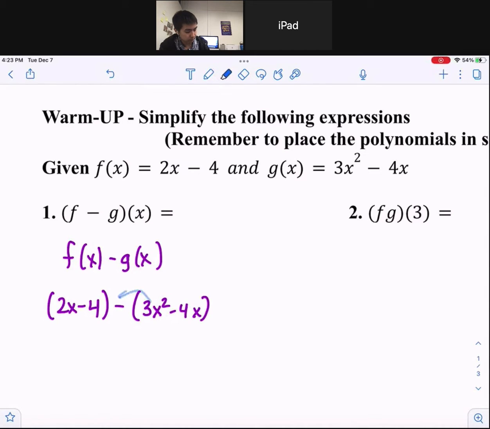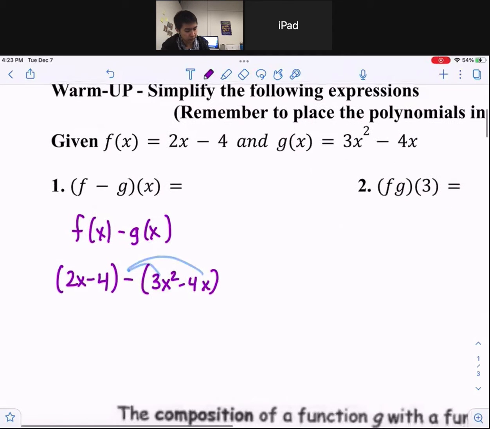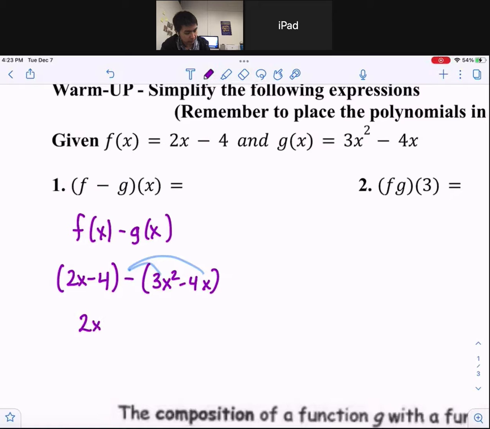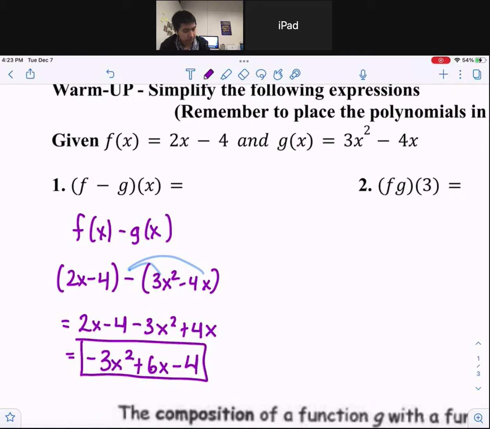Now with the subtraction, you have to distribute that to both, and you will get 2x minus 4 minus 3x squared plus 4x. Then you combine like terms, so your final answer, from highest degree to lowest, is negative 3x squared. 2x plus 4x is 6x, minus 4. So that is what you get for that.